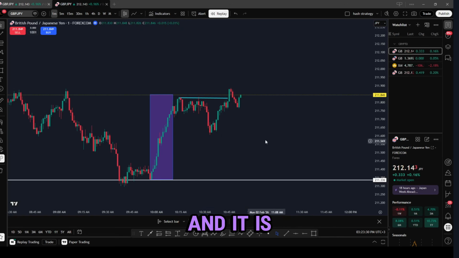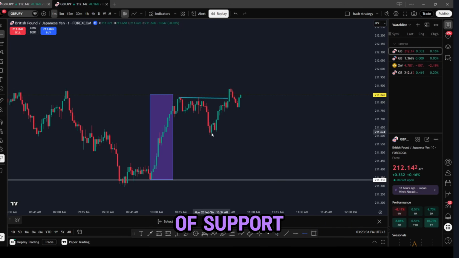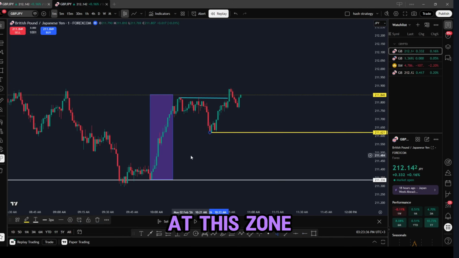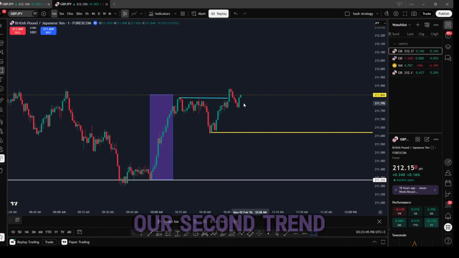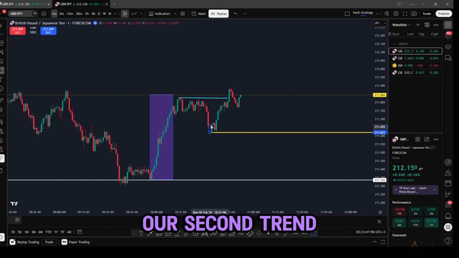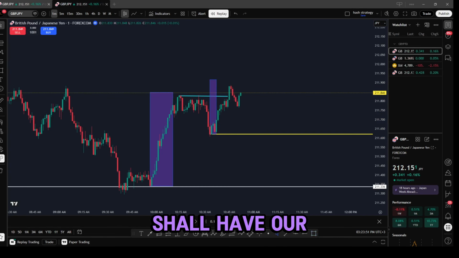So after this impulse, you're going to see that price is consolidating, and it is forming another level of support at this zone, which is also our higher low. After forming this higher low, we are getting our second trend. Why is it also important?